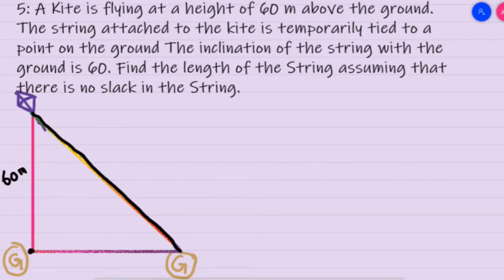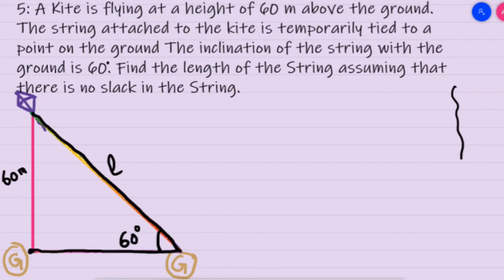The inclination of the string with the ground is 60 degrees. Now see, inclination is the angle made by the thread with the ground. This is the horizontal line joining the vertical height with the inclination of the thread. So this is 60 degrees. Find the length of the string, assuming that there is no slack.